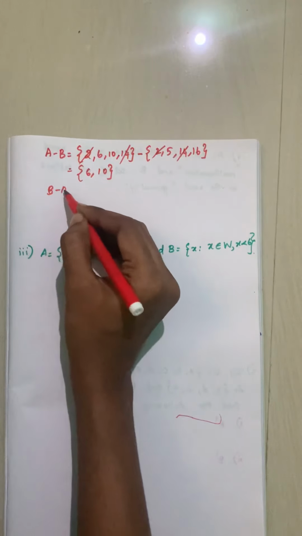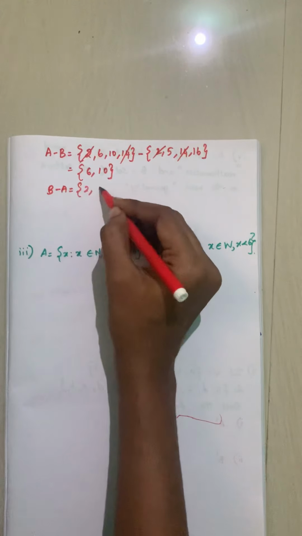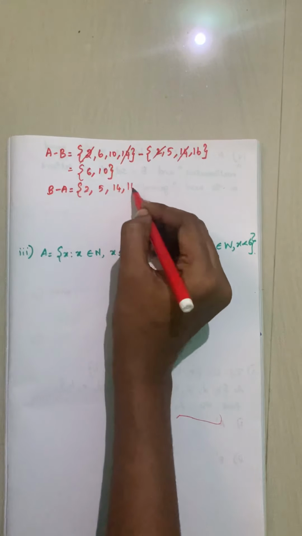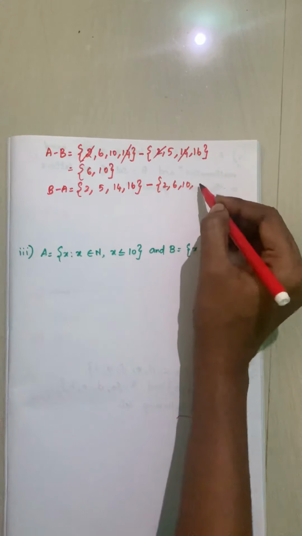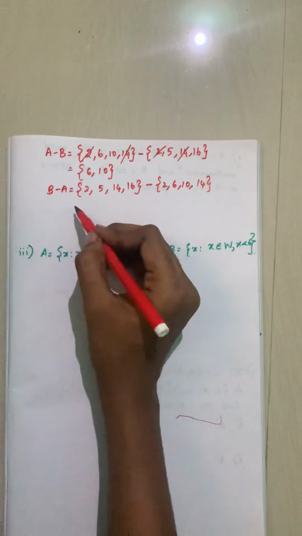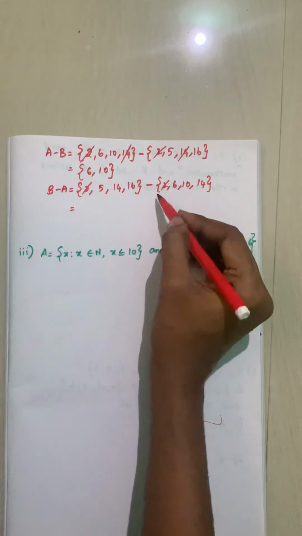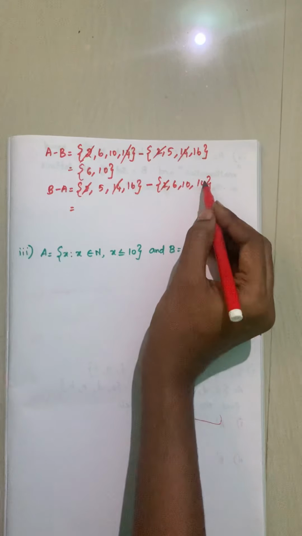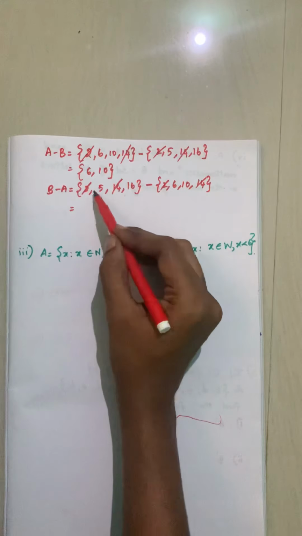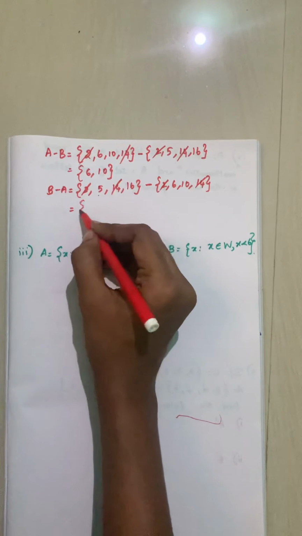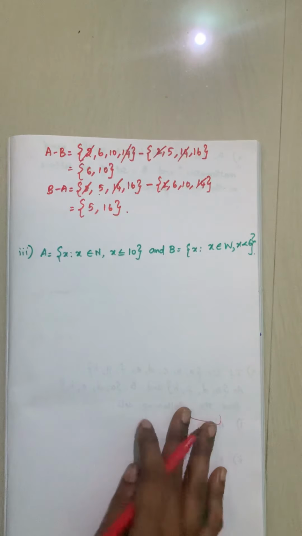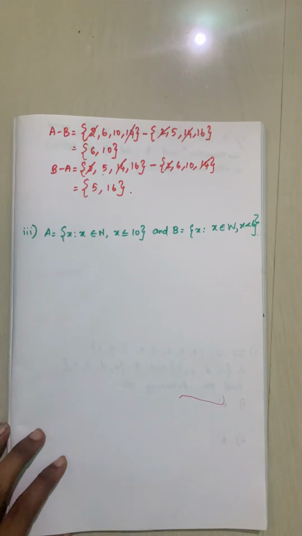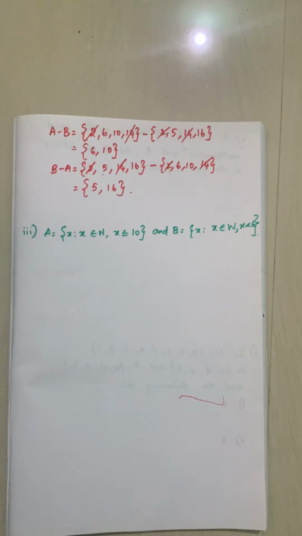Next is B minus A. Right? 2, 5, 14, 16 minus 2, 6, 10, 14. What will be the 2, 2 and 14, 14. What is the remaining part of the first set? 5, 16. Okay, so this is your B minus A. Likewise, the third subdivision. See the third subdivision.